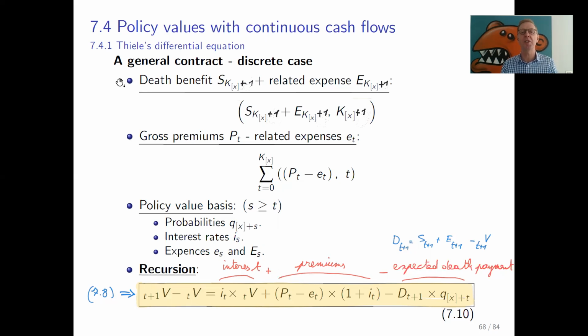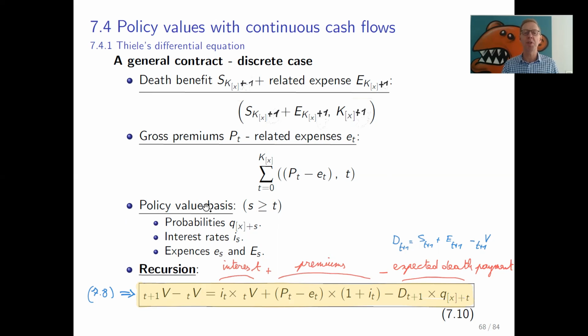Let us assume that we consider a general contract with a payment at the end of the year of death. At the end of the year of death, there is a payment S_{k,x+1}, a payment which depends on the year in which you die, and there is also a related expense E_{k,x+1}. You also pay gross premiums and related expenses. The premium that you pay at time t is P_t. The expense that is charged at time t is E_t. And you pay these premiums starting at time 0, then at time 1, and the last payment and related expense is made at the beginning of the year that you die.